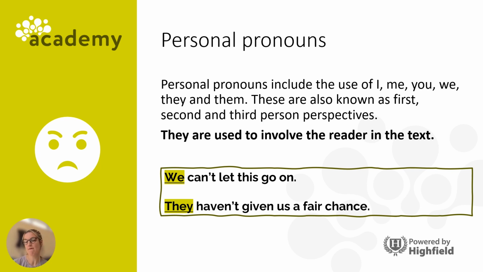So when we talk about first person perspective, we're talking about I and me. Whereas if we're talking about second perspective, we're talking about you and we. And then of course, third person perspective would be they and them.